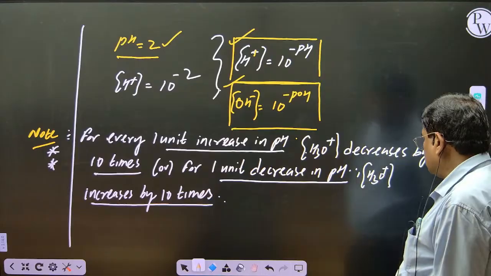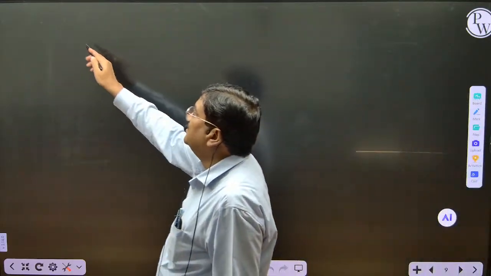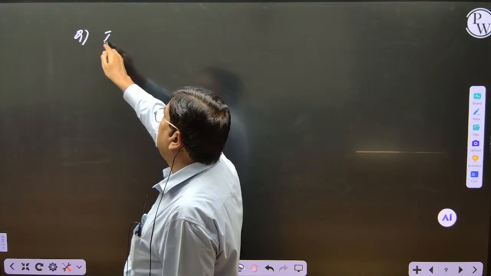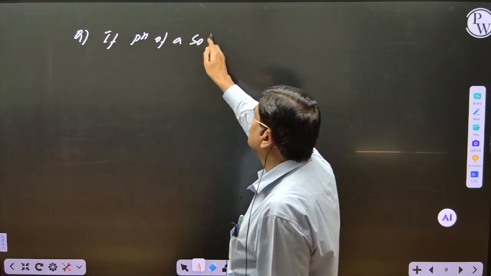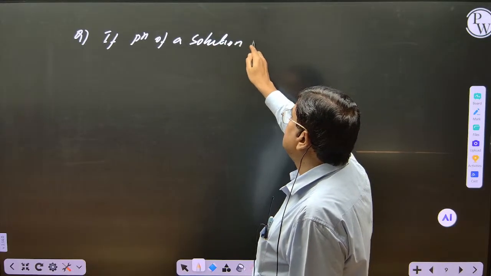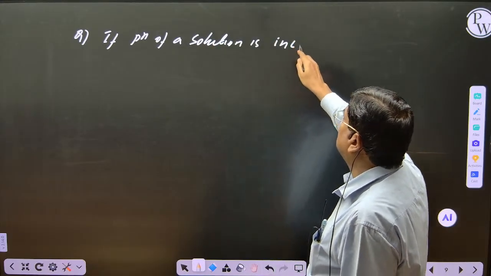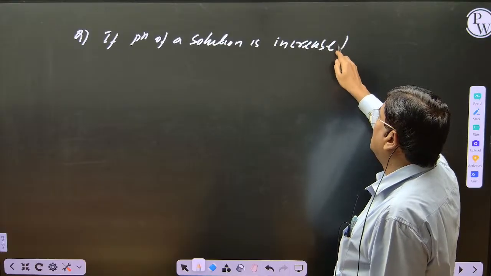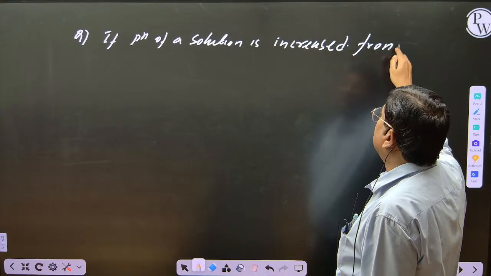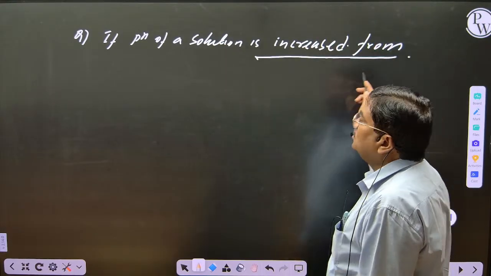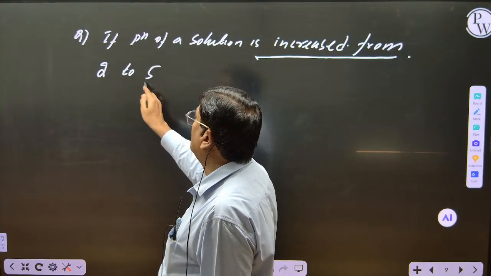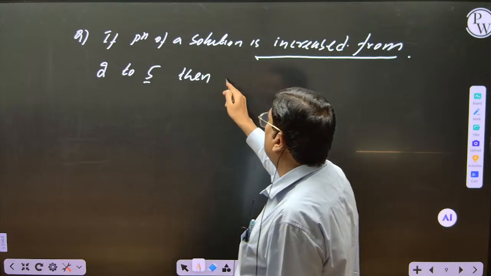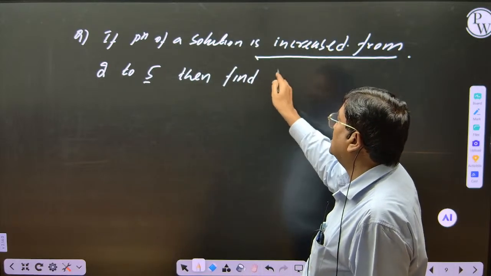Copied. Now write one question on this. See, in exam how they ask: if the pH of a solution is increased from 2 to 5, then find the hydronium ion concentration.